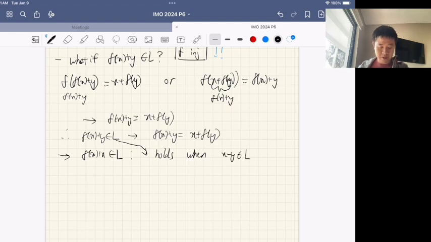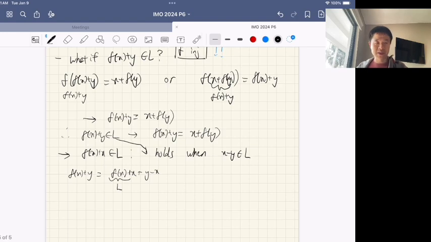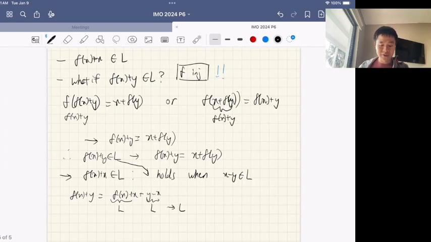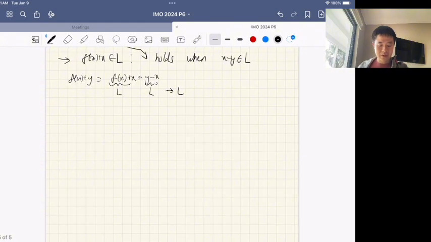Why do I say so? Because f(x) plus y equals f(x) plus x plus y minus x. So this is in L, and then x minus y is in L, so y minus x is just a negation, it's also in L, and they are closed under addition. So this whole thing is also in L. Now, are we ready to show the lattice thing that we have drawn before? Well, I suppose so.